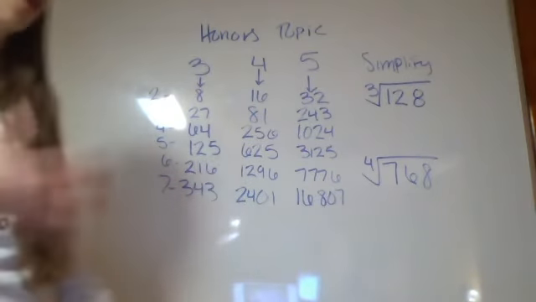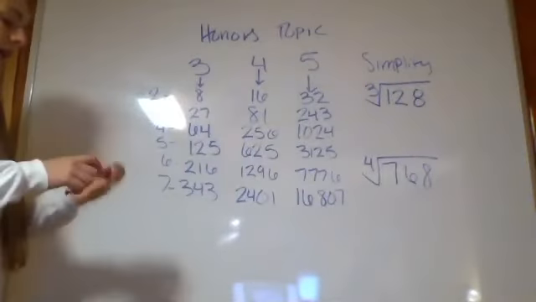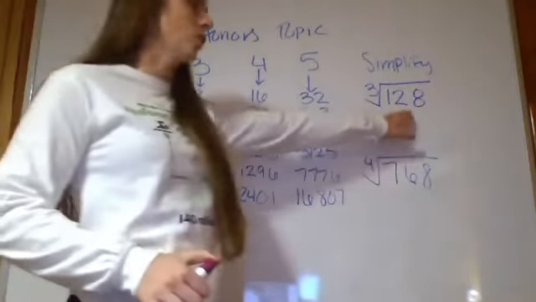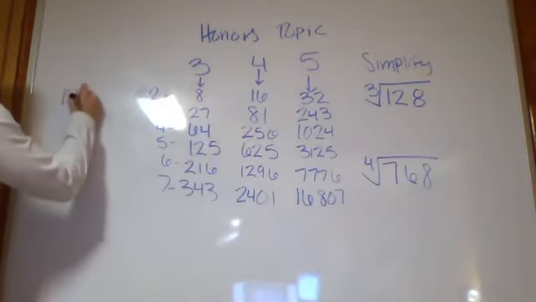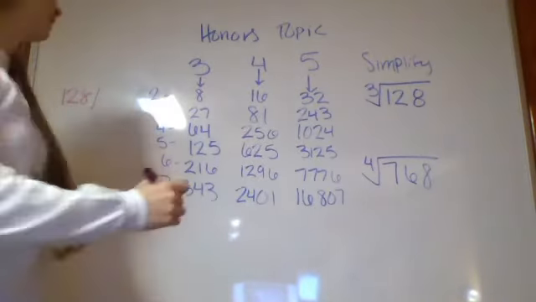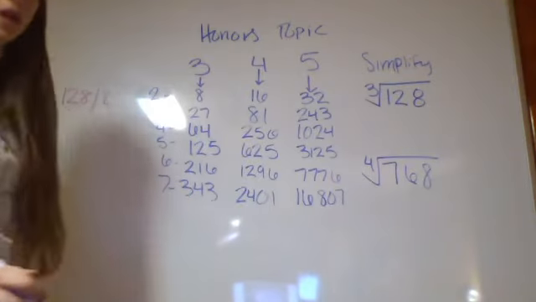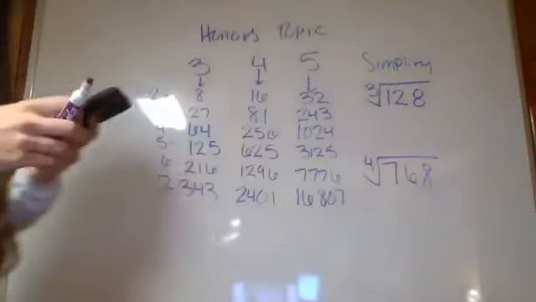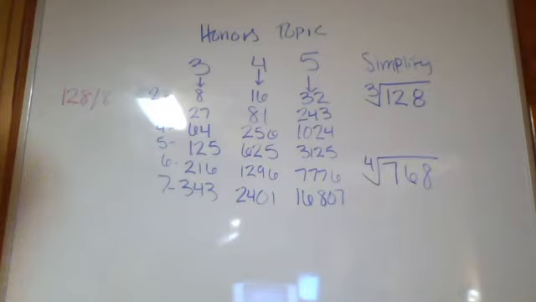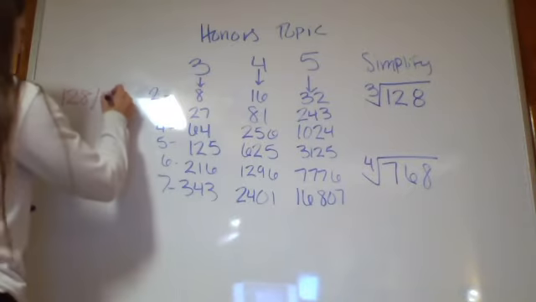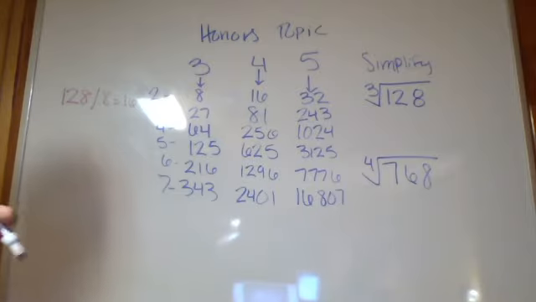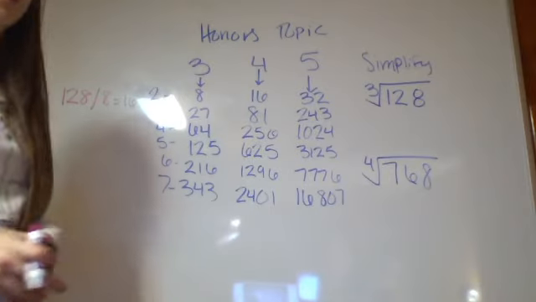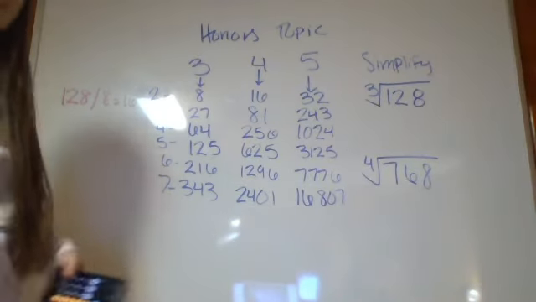So again, I'm not going to find all the factors. Instead, what I want you to do is say, well, let's see, is 128 divisible by 8? Meaning if you took 128 and tried to divide it by 8, would you get a whole number? So let's do that. Let's take 128 divided by 8. You do. You get 16. But 16 is still a relatively large number. So I don't want to stop there. I want to keep going.